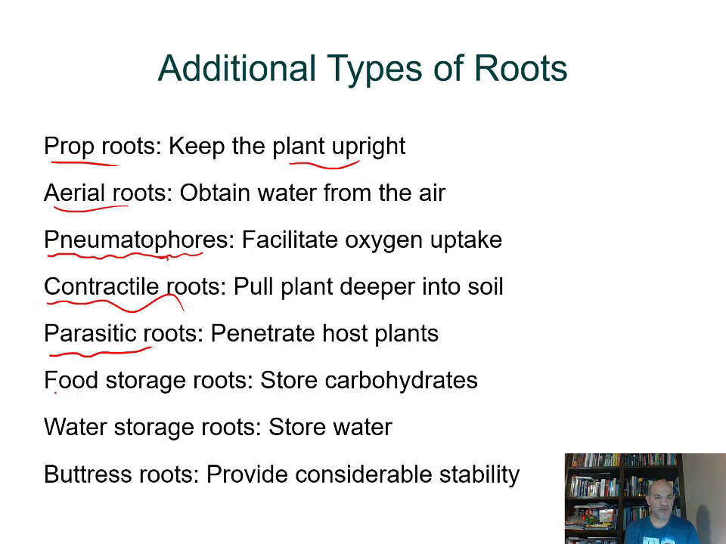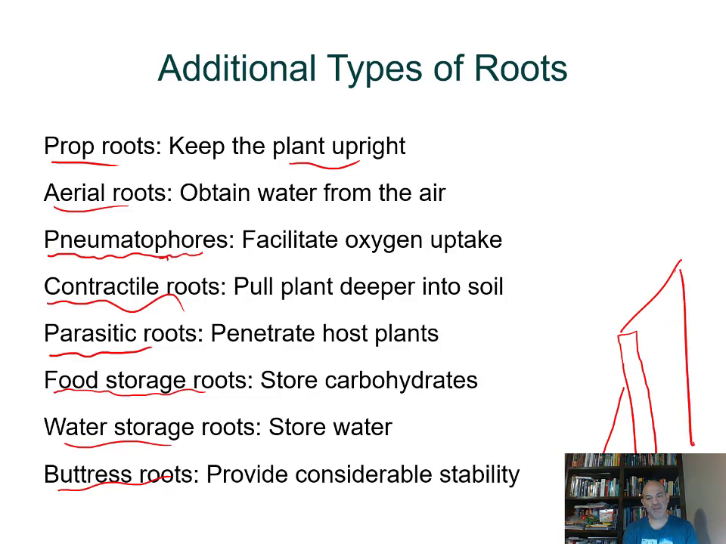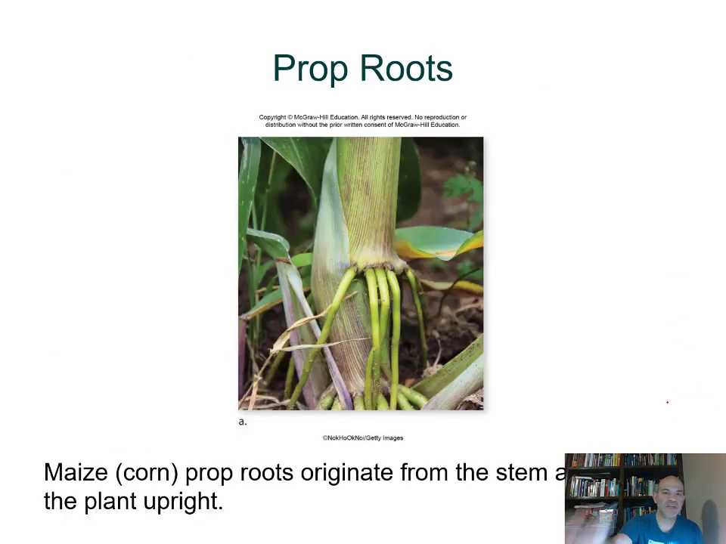There's going to be storage roots. So some may store food, some will store water, and then there's buttress roots. And the buttress gets its name because buttress is like a term in architecture. If you have a wall and you put a buttress here to provide support for that wall to keep it from, say, sliding outward and then the entire building collapsing down on you. So let's take a look at some of these.